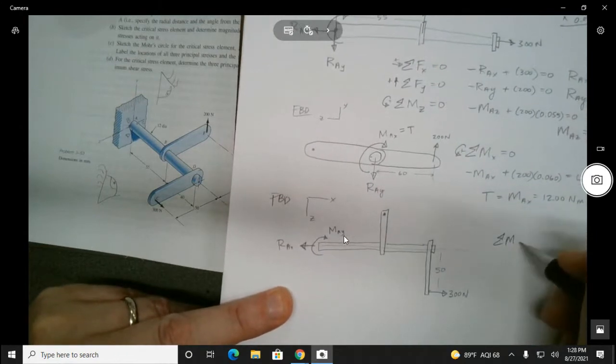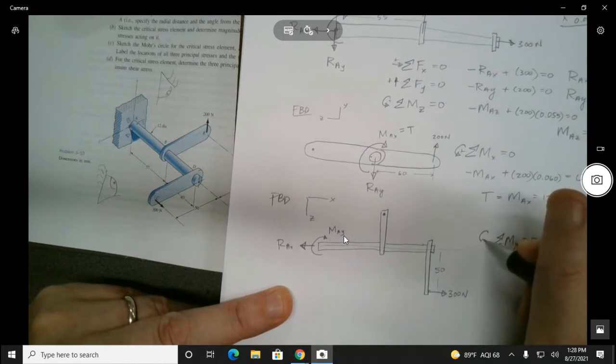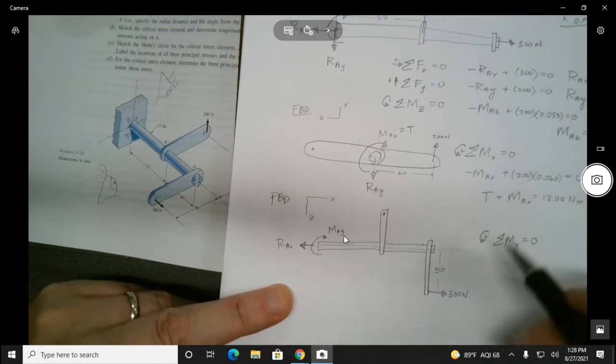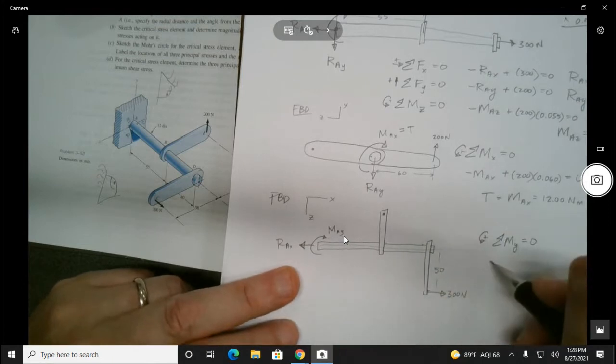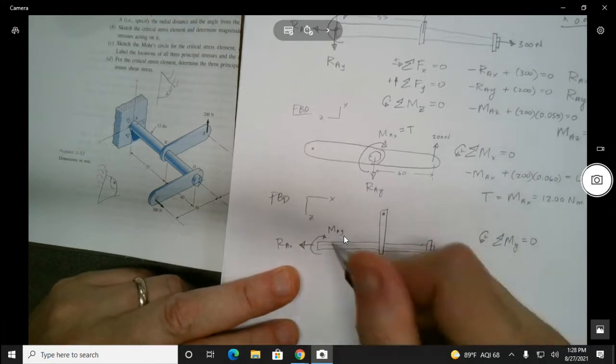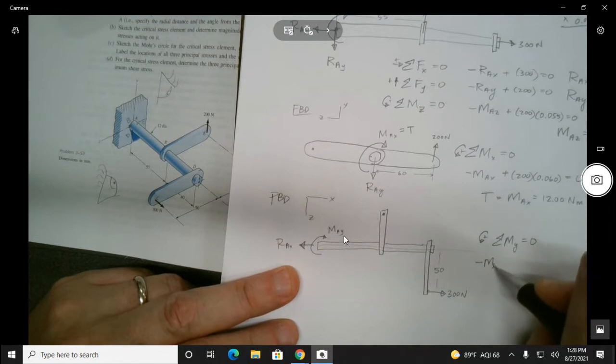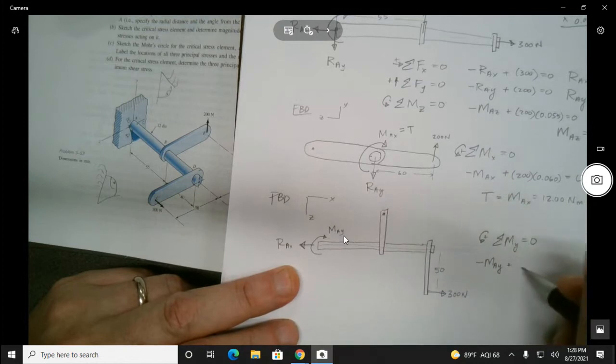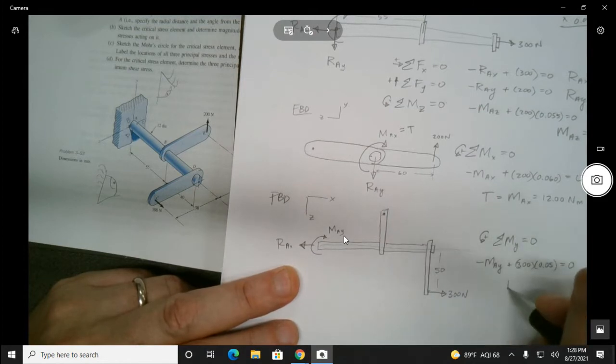So the sum of the moments about the y-axis equals 0. And that means, let's see, our reaction is negative because it's clockwise. And then this is going to be counterclockwise, so that's going to be plus 300 times 0.05. Is that going to give me 15? Math.